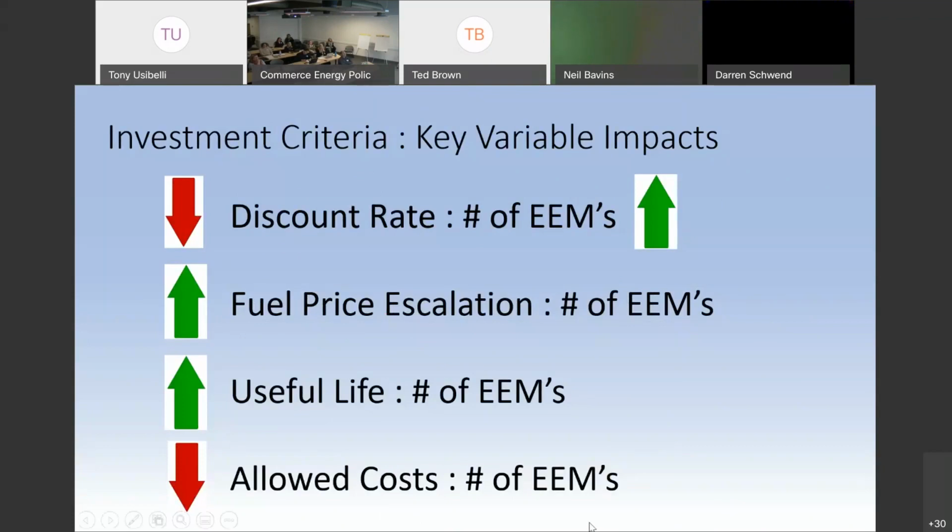How about fuel price escalations? Somebody else. If fuel prices go up, that's right, the number of energy efficient measures goes up. Useful life. We've got a down here. Anyone think up?